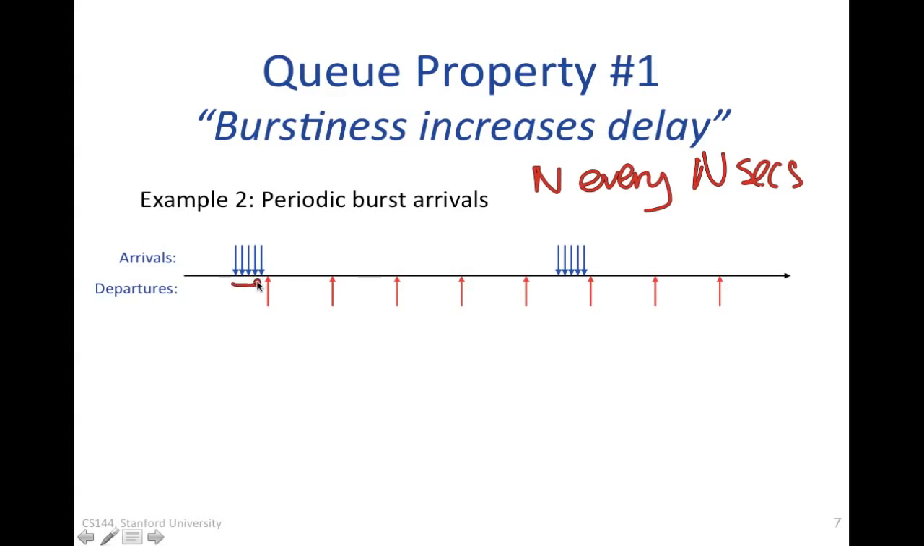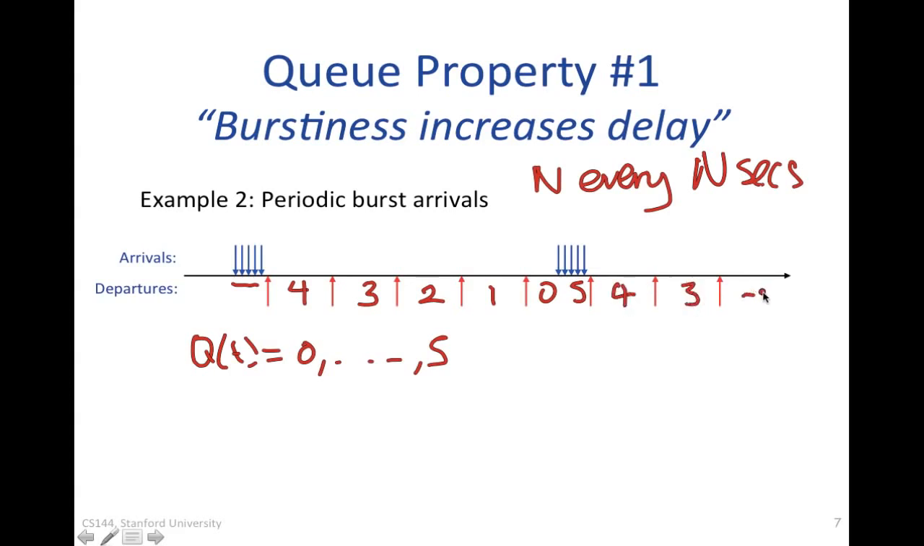Depending on when we sample the queue occupancy, we're going to have Q of t equals 0 all the way through to 5. During this time here, it's 4, then 3, then 2, then 1, then 0, and then it's going to go up to 5 again sometime in here, and 4, and so on. So before, our queue occupancy was 0 or 1, but now, even with the same arrival rate and the same departure rate, our queue occupancy can go between 0 and 5.